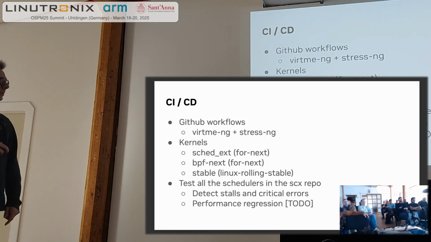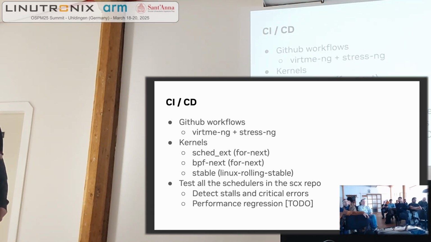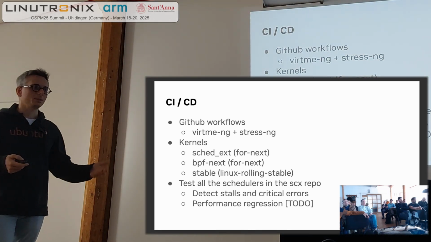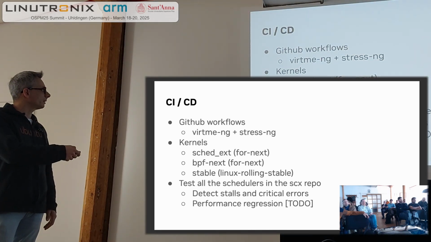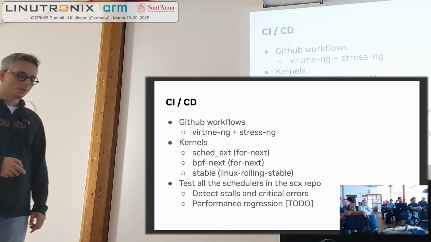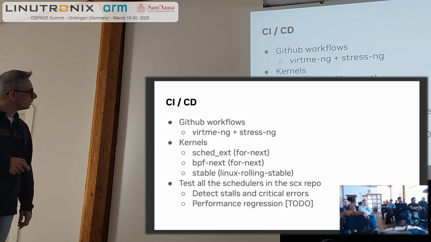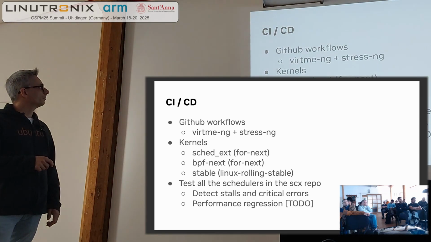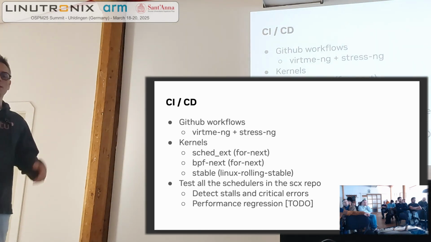On the GitHub repo, the one that contains all the schedulers, we also have a kind of CI/CD way of testing SCX. We test the core kernels, and we also test all the schedulers against all these kernels. We just sync with the latest branch. And we're running GitHub workflows. If you're not familiar, it's just a Docker thingy that runs. And we're using mostly stress-ng to simulate workloads.